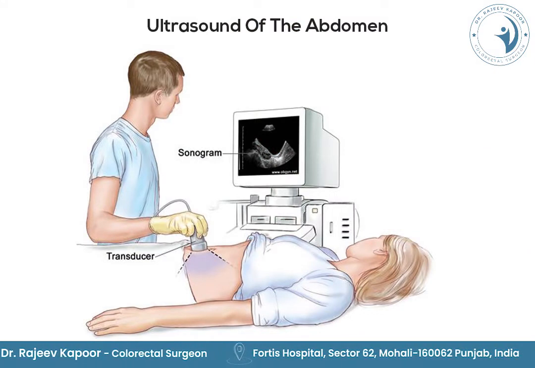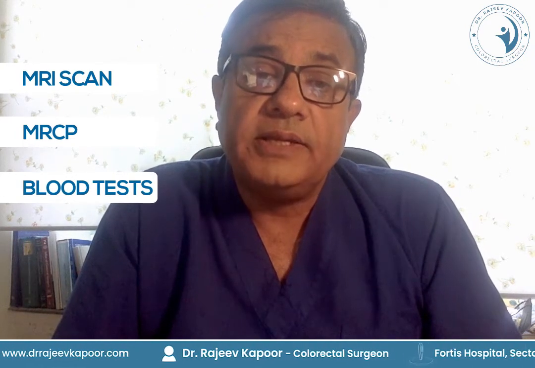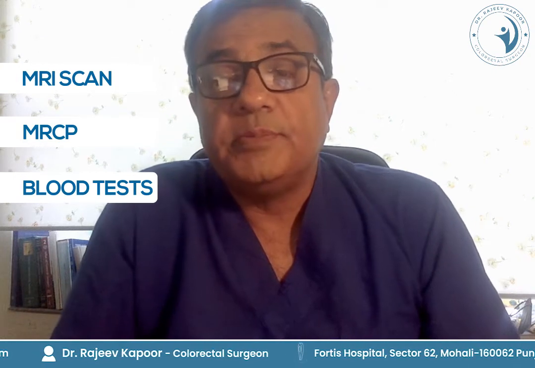The investigation of choice for gallstones is ultrasound of the abdomen. At times we need the help of MRI, where if the stone has moved on, or we need to know the structure and anatomy of the gallbladder to facilitate our surgery, then we do MRCP, which is done with the MRI machine. Of course, blood tests and a few other tests are required before we are ready to treat the patient.